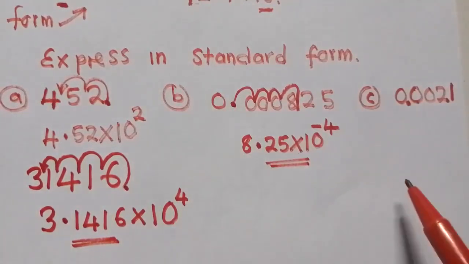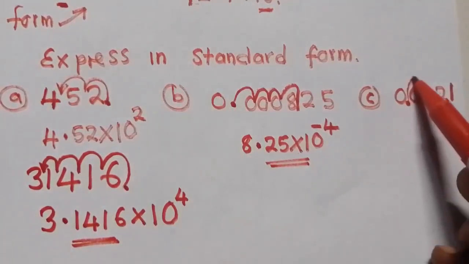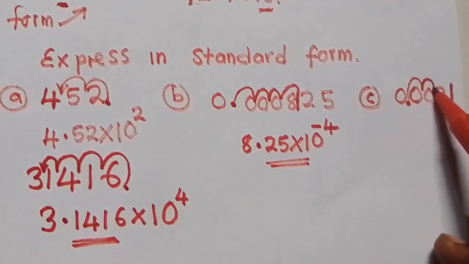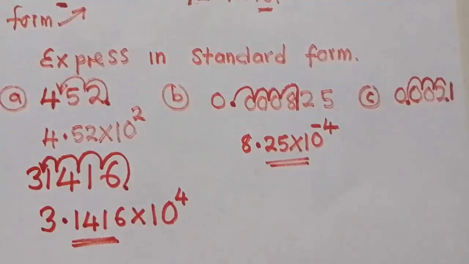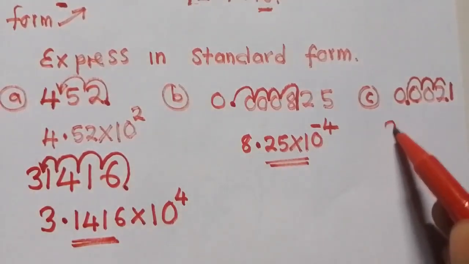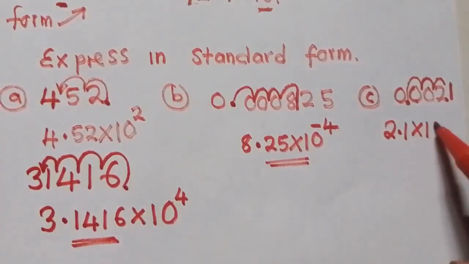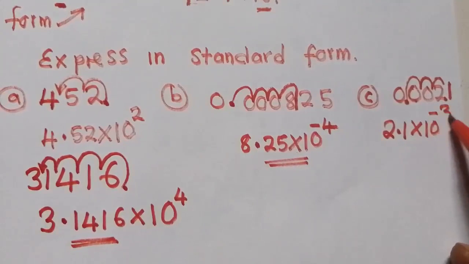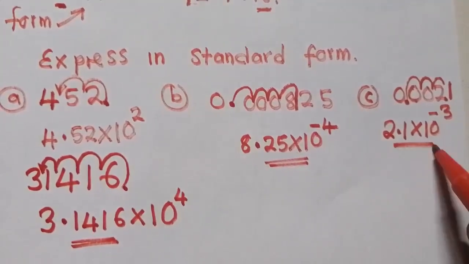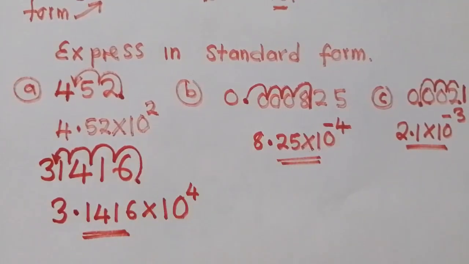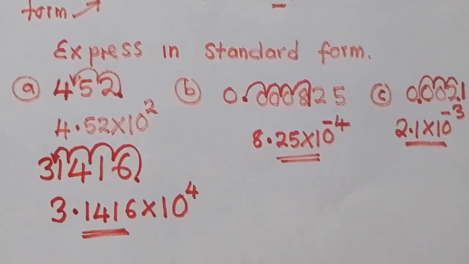How can you express that one? The point is here. 1, 2, 3. Have you seen how many times we have moved? We've moved 3 times. So what I'm going to do is 2.1 times 10 to the power what? Negative 3. So that is your answer. You've expressed it in standard form. That's how you need to be expressing in standard form.